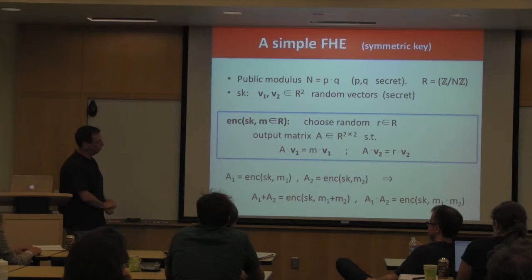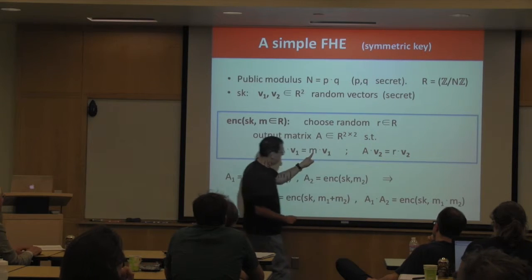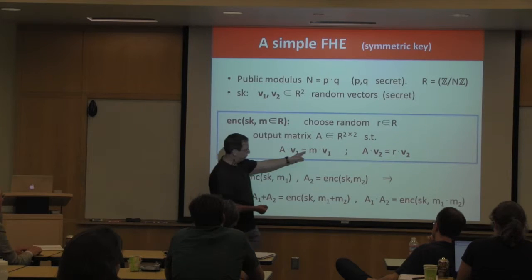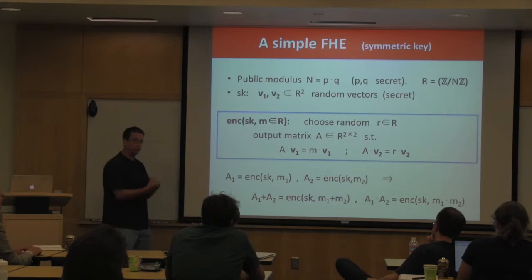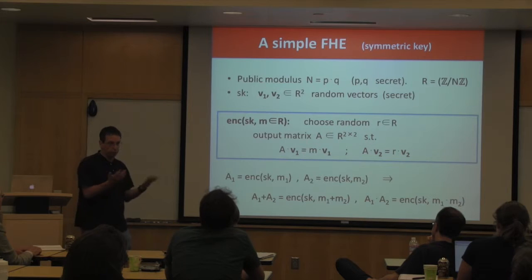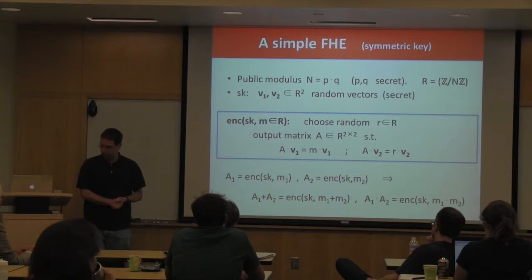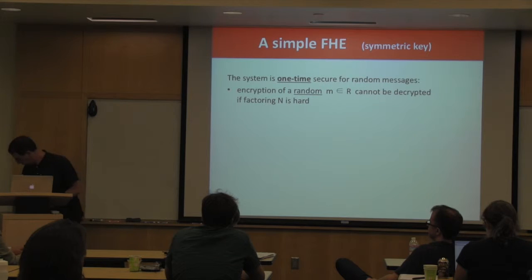If I give you the encryption of the same message twice, with different R's but the same M, then now you get A1 and A2. You subtract them, and A1 minus A2 will have 0 as an eigenvalue. So now you just find the eigenvector that corresponds to the eigenvalue 0. You have v1, and you've broken the scheme. So the scheme is secure, as we say, one-time secure. It's secure for encrypting one random message, and that's all.